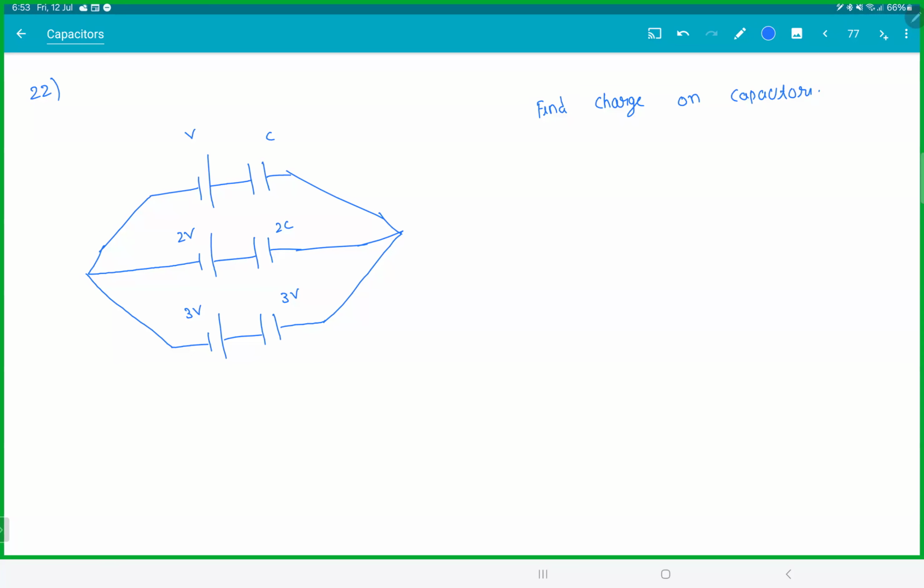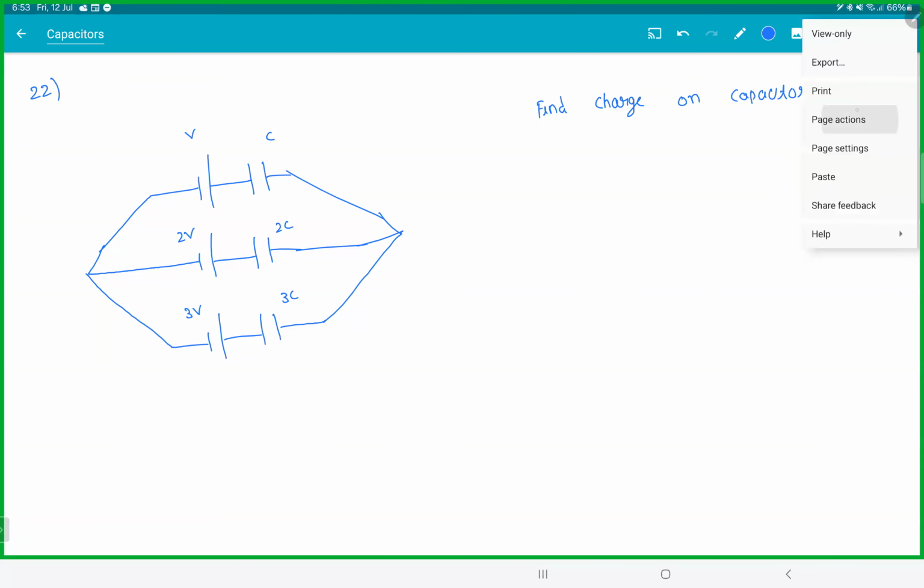I wrote 3C. But how will the charge come from that? Then find the equivalent, C equivalent, and Q is equal to C equivalent times V. Then that will give you the charge on what? Oh, that will give the net charge. Okay, sorry.